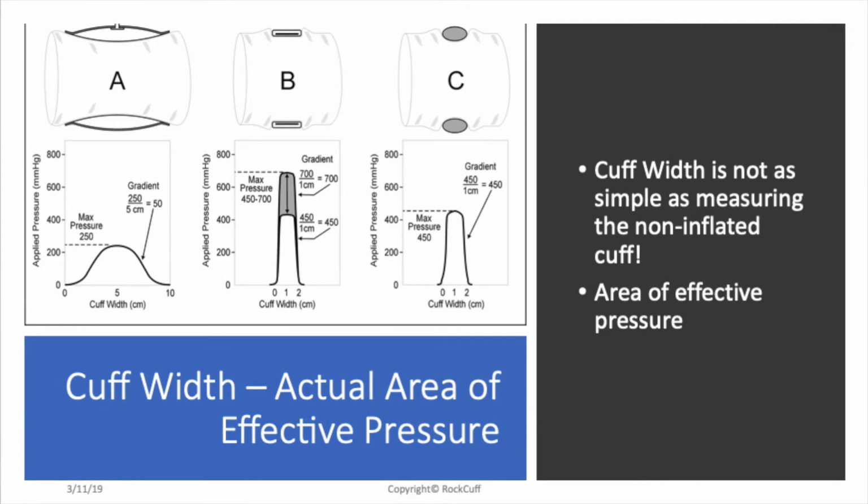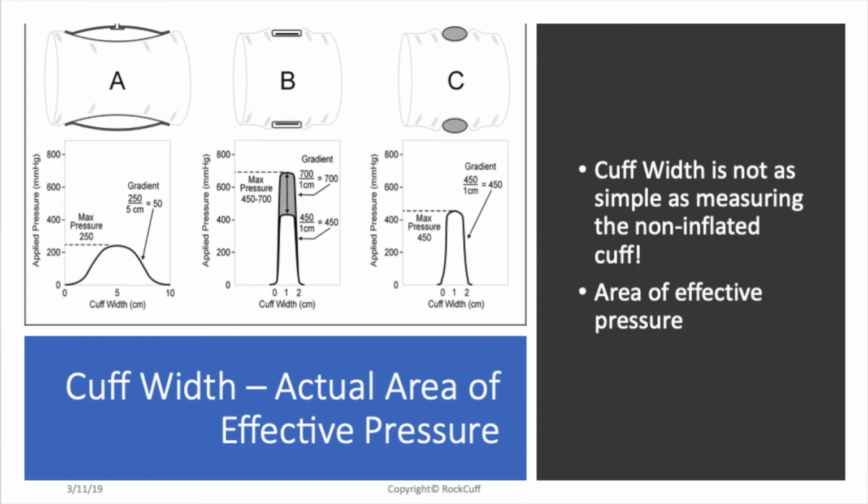So this slide basically describes what I just said. If you look at, for example, example A, what you see is a cuff that is 10 centimeters wide. When that cuff is blown up, what you see is that max pressure is at 250 over a very small area. As you go down that gradient or that bell curve, that pressure drops off immediately down to 50 millimeters of mercury.